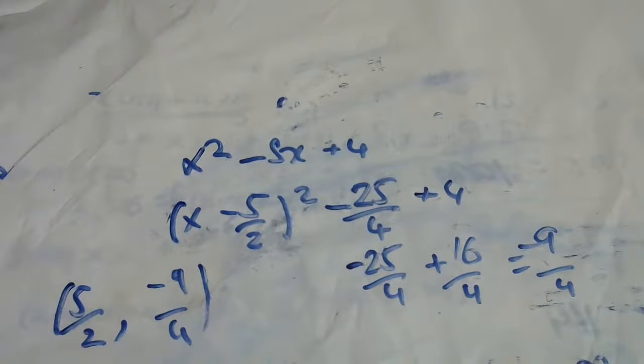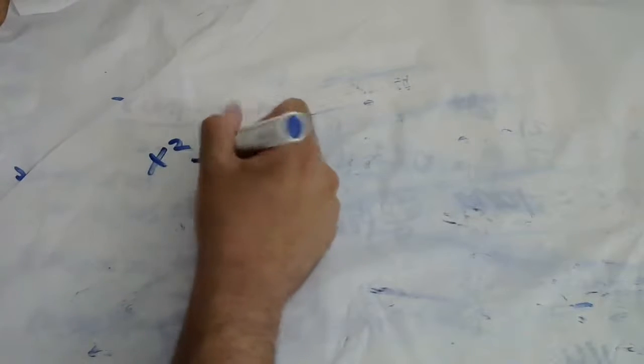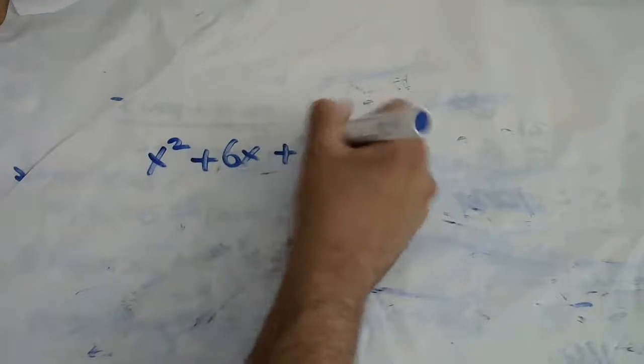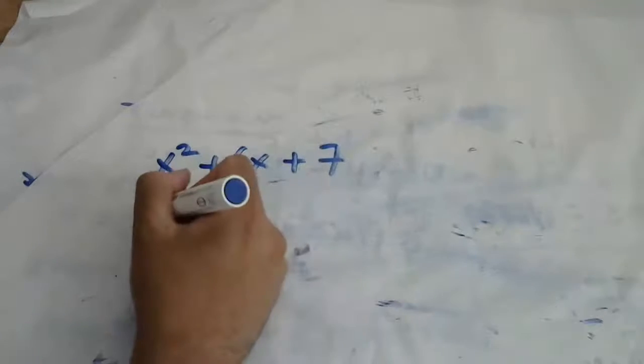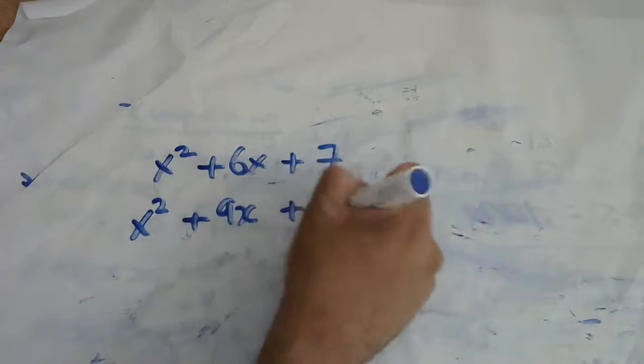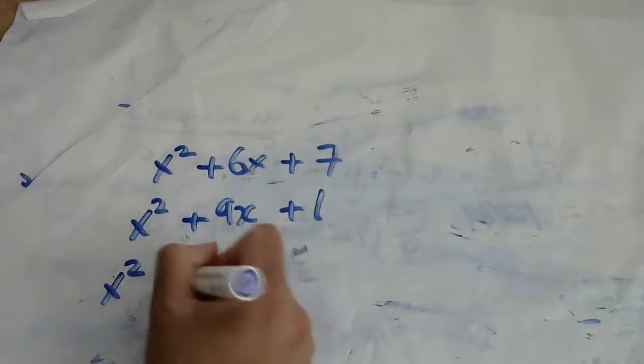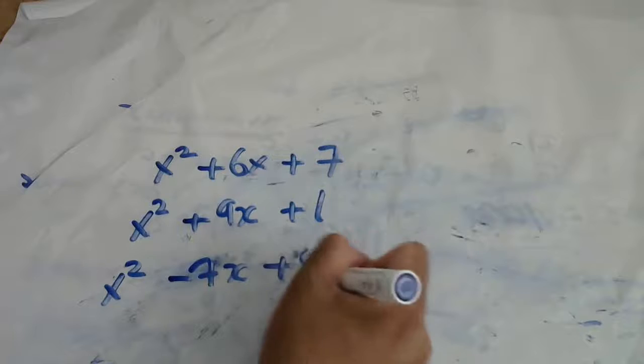All right. What I want to do is I want to do 3 more. Be absolutely clear on this. I want you to find the turning point and nothing else. All right? And this time, please, let's get this over and done with quickly and accurately. So 6x plus 7, first one. X squared plus 9x plus 1. X squared minus 7x plus 5.